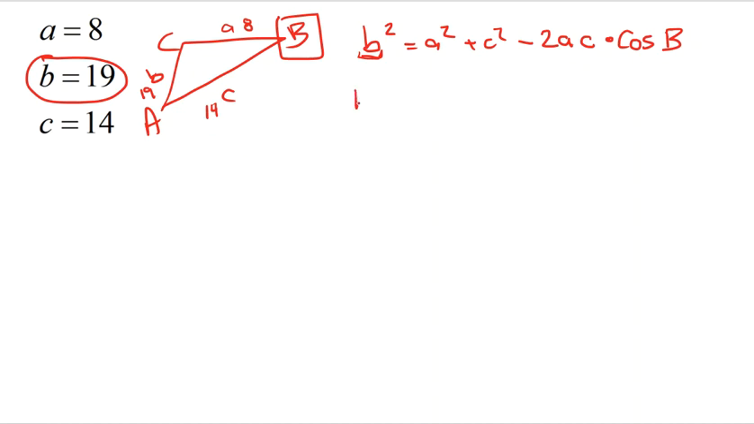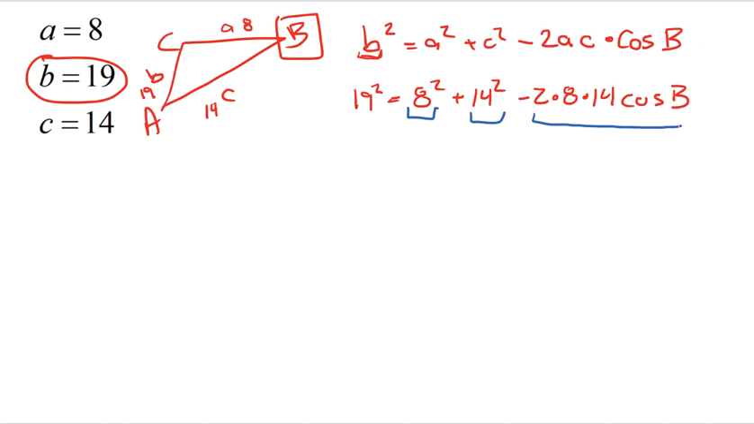So I'm just going to fill in the blanks. 19 squared equals 8 squared plus 14 squared minus 2 times 8 times 14 times cosine of B. So once again, I do have 3 terms. I have 8 squared, I have 14 squared, and remember, this entire thing is a term. Terms are anything separated by minus and plus signs, so I have 3 total terms. So at this point, you're going to go to your calculator to start solving this. Take your time. You don't want to make a silly mistake.